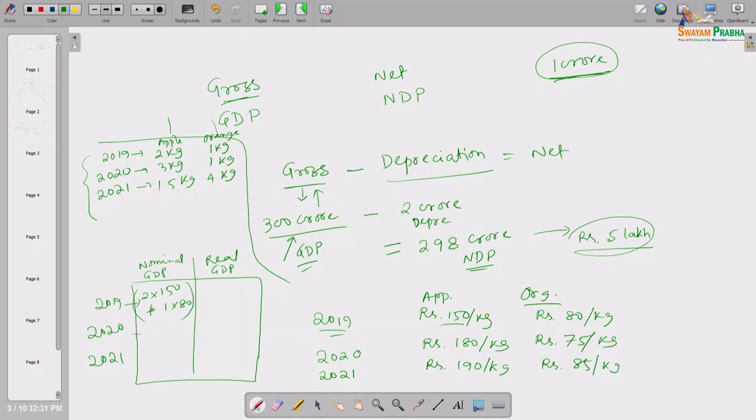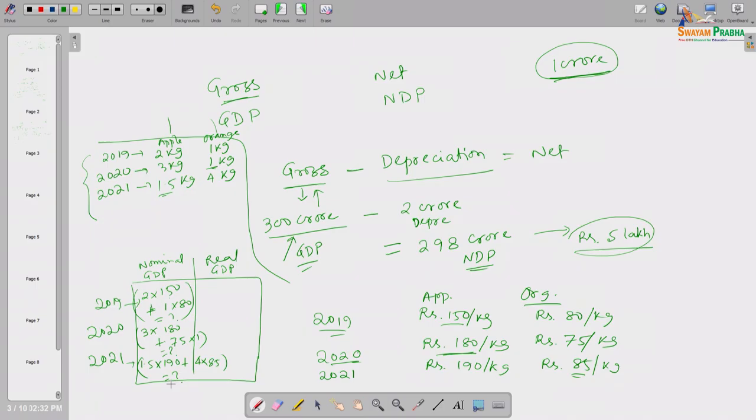2020, what will be the nominal GDP? 3 into 180, because the 2020 market price of apple is 180 per kg, plus 1 into 75, still 1 kg. So whatever total monetary value, that will be the nominal GDP. 2021, what will it be? 1.5 into 190, because that many kg of apple is produced, plus 4 into 85. So whatever rupees we reach, these three figures are basically the nominal GDP of that country.